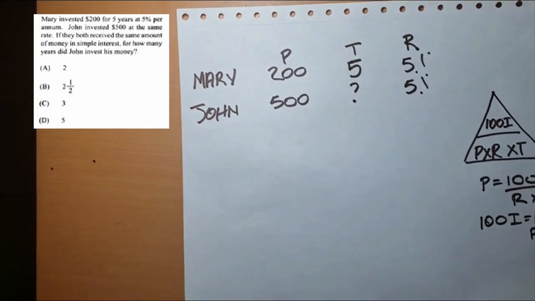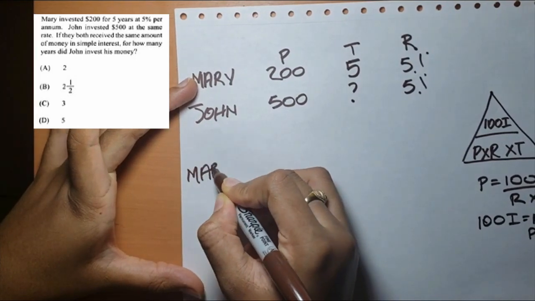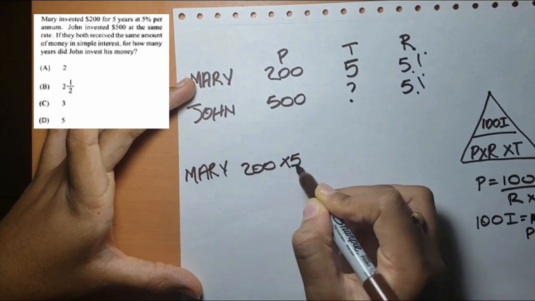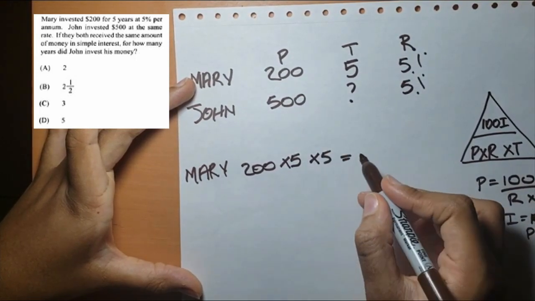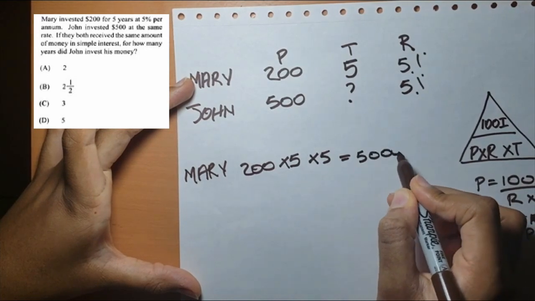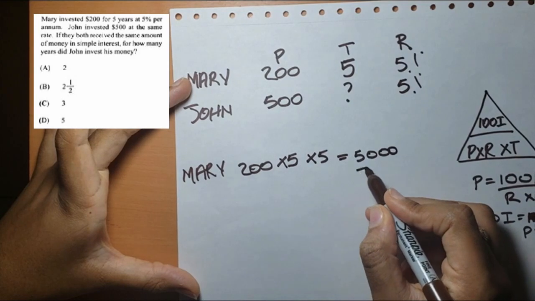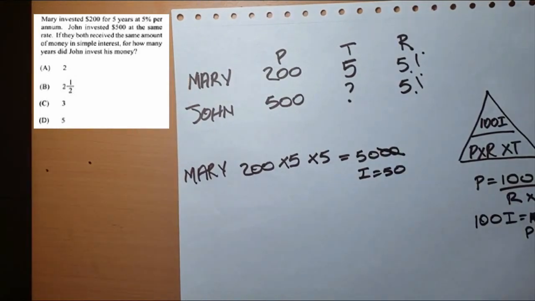So now using Mary's information, we need to find the amount of interest that Mary got. So Mary got 200 times 5 times 5. So this is 1,000 times 5, that is equal to 5,000. But the interest, remember, is 100 times I, so therefore her actual interest is 50, which is just divided by 100. Two different formulas to find this.